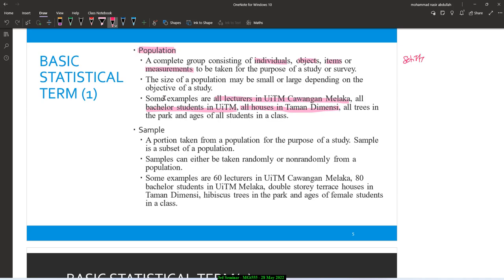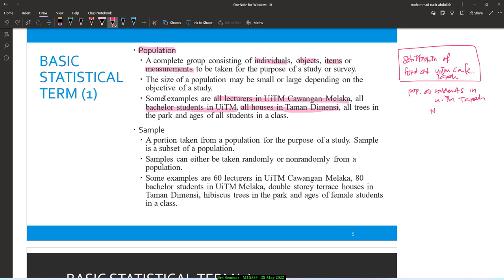satisfaction of food at cafe, at UiTM cafe. So this is my study, let's say. So I nak study population at UiTM cafe, let's say UiTM Tapah. The population will be all students in UiTM Tapah.